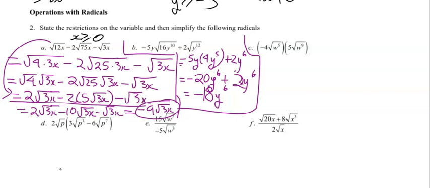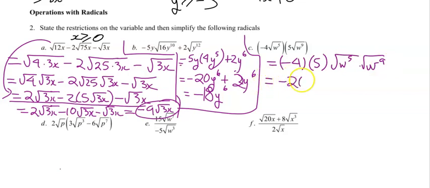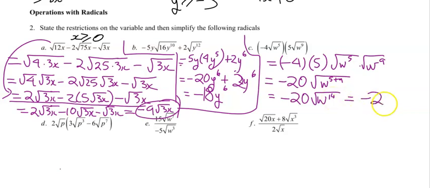Okay, so let's do a little bit more detail. So we got negative 4 times 5 times the root of w to the 5th times the root of w to the 9th. Negative 20. Ooh, look at this, we got lag. Look at w to the 5 plus 9. Negative 20 root w to the 14th is equal to negative 20 w to the 7th.